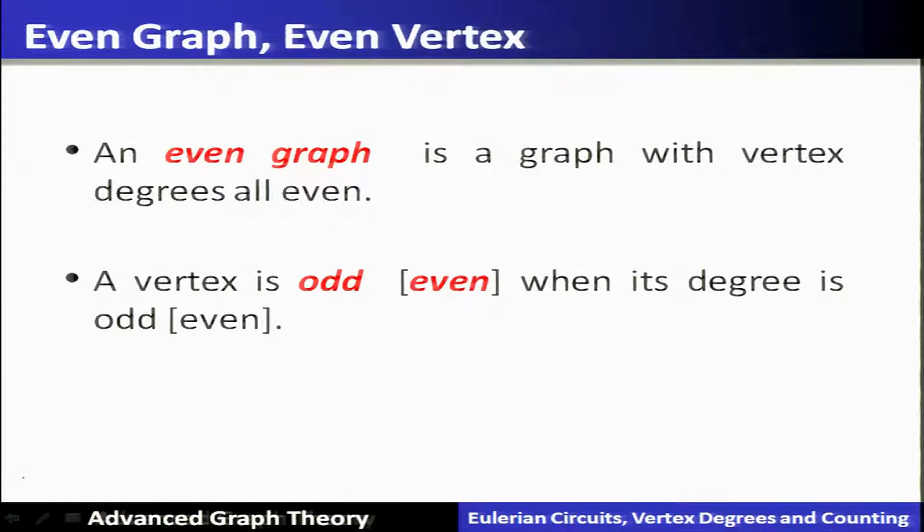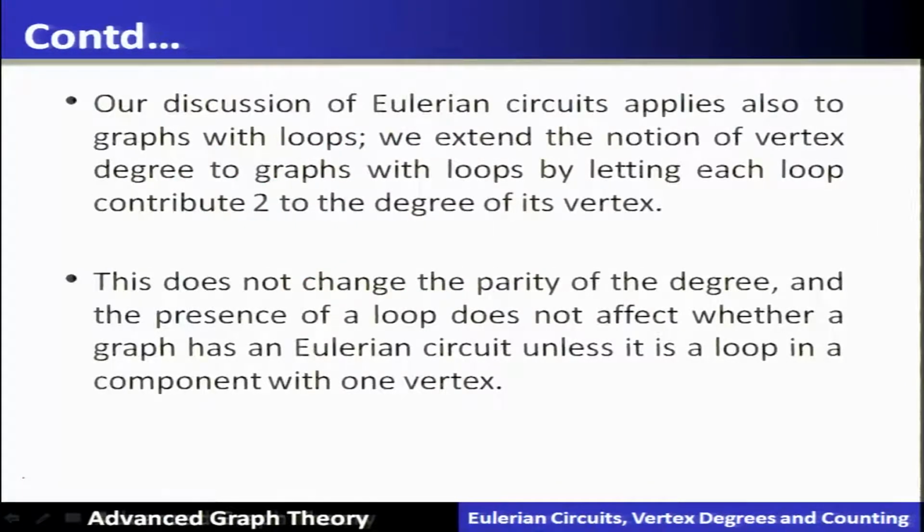A vertex is odd when its degree is odd, and even when its degree is even. Our discussion of Eulerian circuits applies to graphs with loops. We extend the notion of vertex degree to graphs with loops by letting each loop contribute 2 to the degree of its vertex. As far as Eulerian circuits are concerned, they are applicable to a multigraph as well.